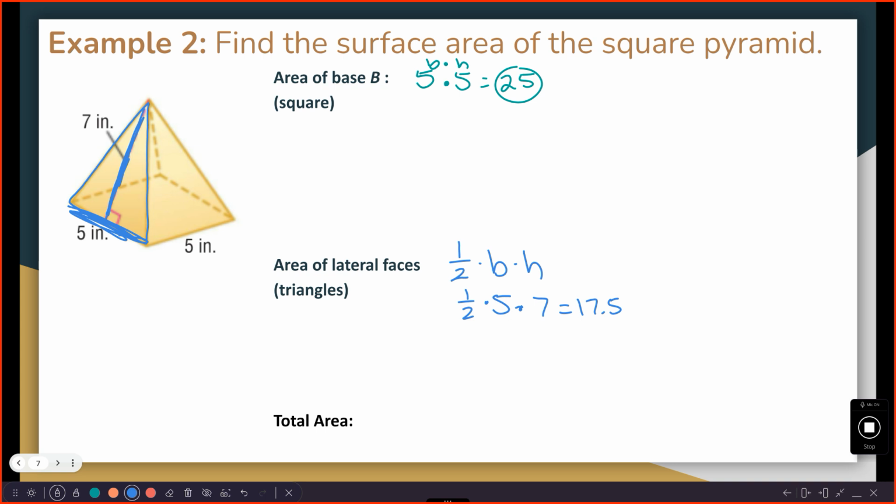That is only the area of this one triangle. You want to find the area of all 4 of those triangles. So we are going to do 17.5 times 4, and we get 70. All right, so between the area of the base, which is 25, and the area of the lateral faces, which is 70, when you add the 2, you end up with 95 inches squared.